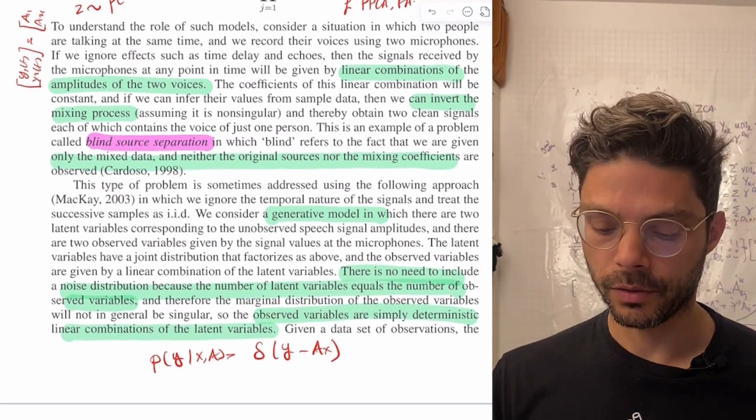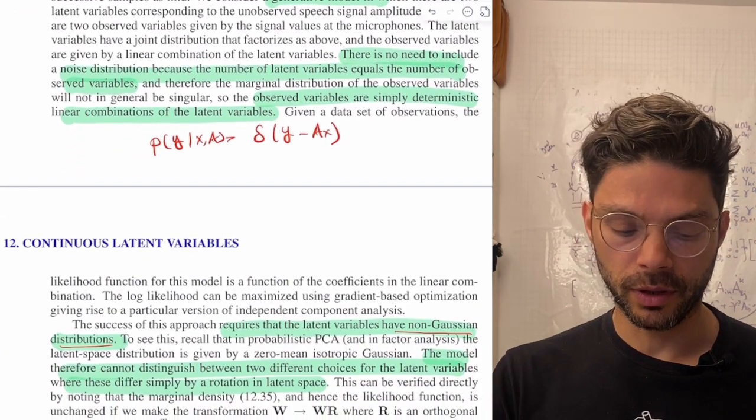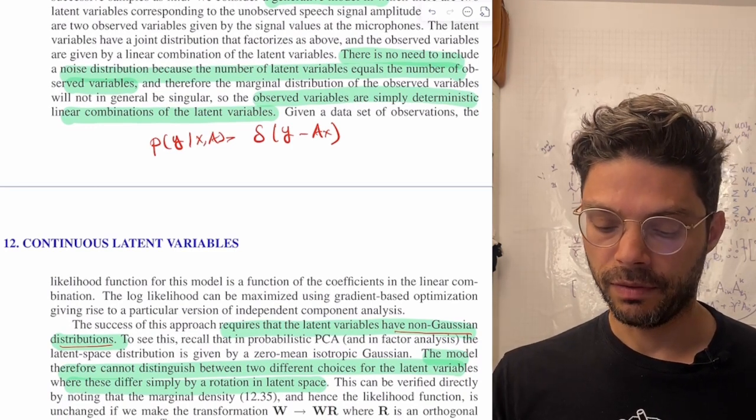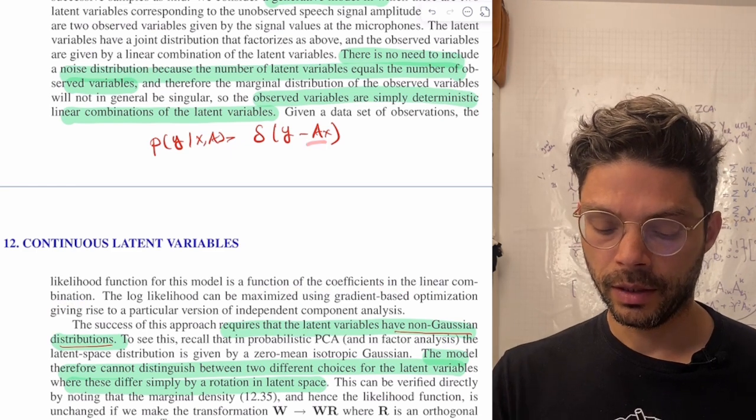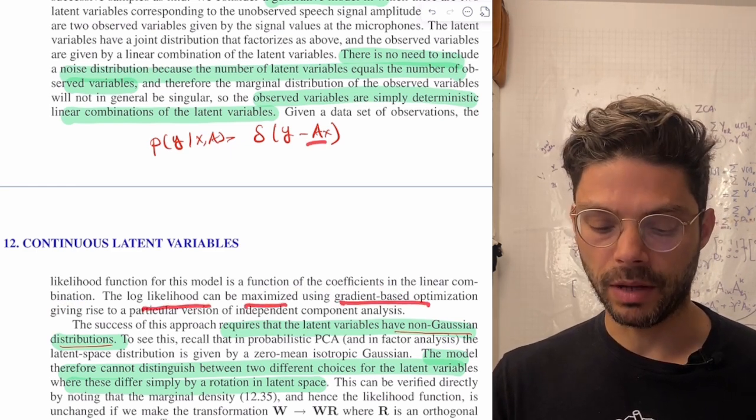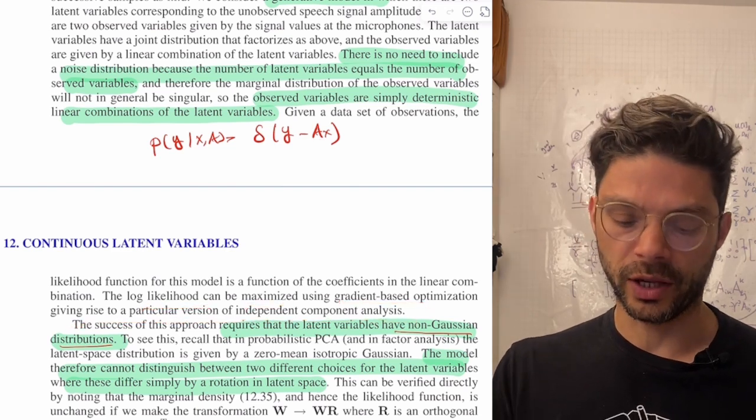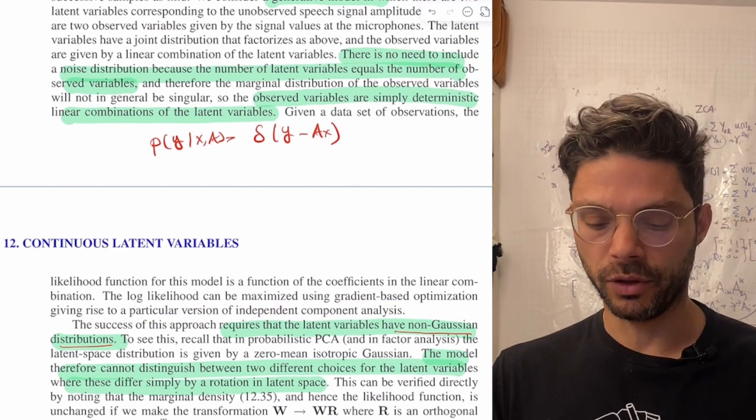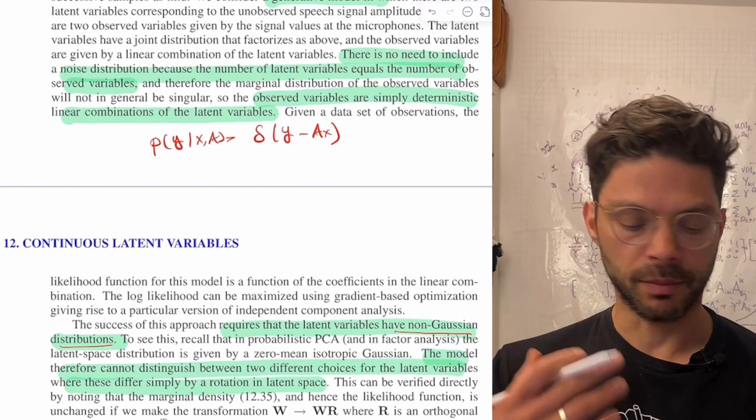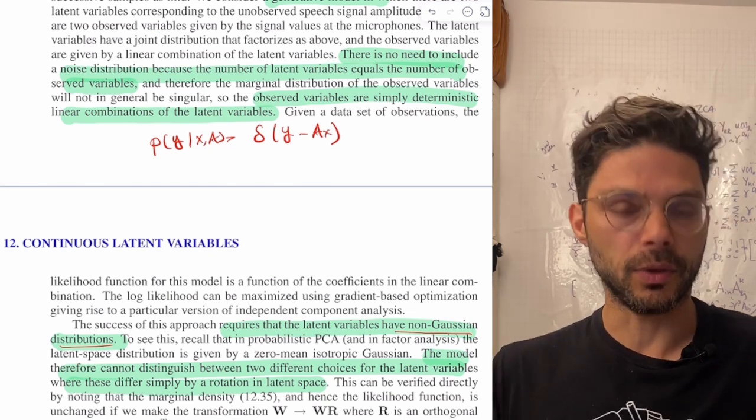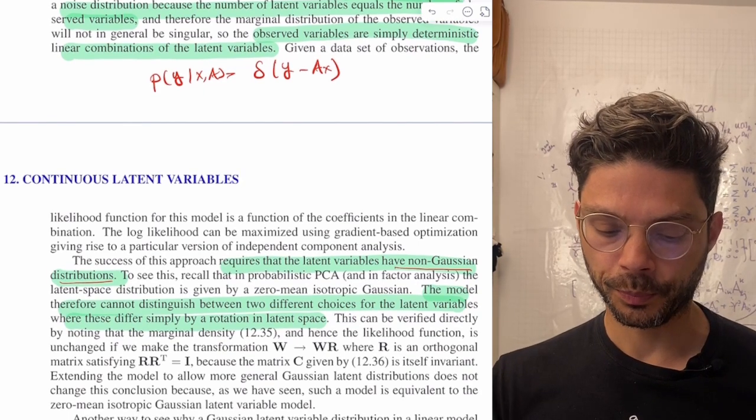Okay, so you guys can see that? Terrific. Okay, given the data set of observations, the likelihood function for this model is a function of the coefficients in the linear combination, right? So it has to be. The log likelihood can be maximized using gradient-based optimization, giving rise to a particular version of independent component analysis. And you can look at some of the references later for what some of those rules look like, but you do it in the maximum likelihood way. Just take some gradients of matrices, and you get the result. So it's nothing too fancy there.